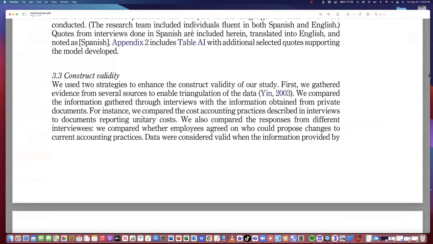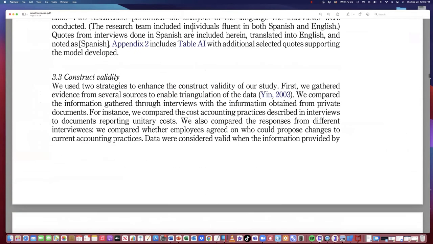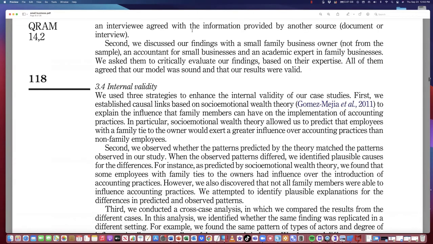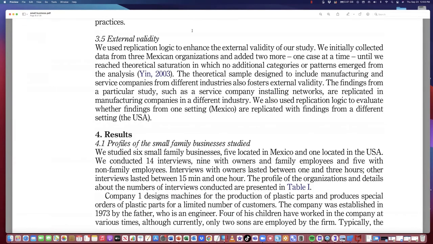Now you are talking about construct validity. So you said construct validity and then internal validity and then external validity. So look at external validity here. We use replication logic, just as I showed you, to enhance the external validity of our study. We initially collected data from three Mexican organizations and added two more, one case at a time, until we reached theoretical saturation. So you do that until you reach theoretical saturation.